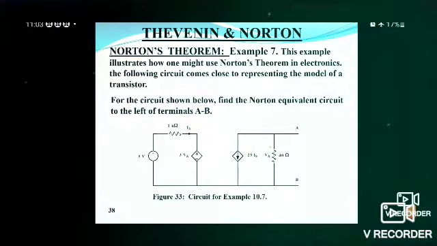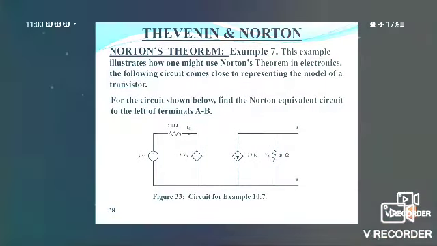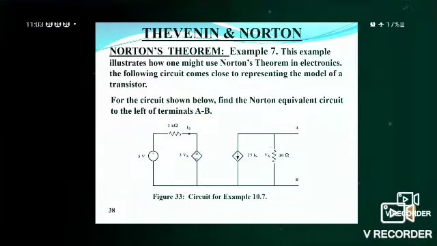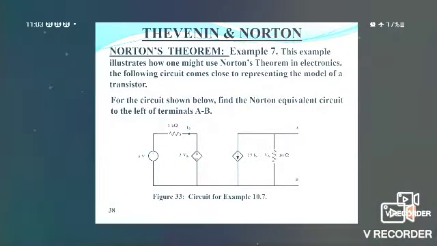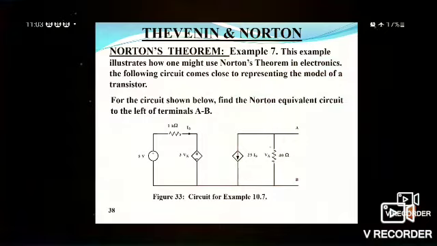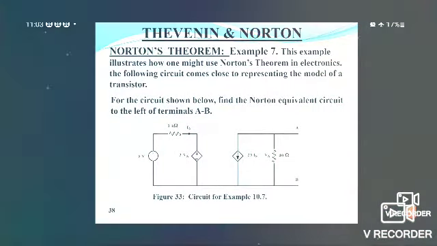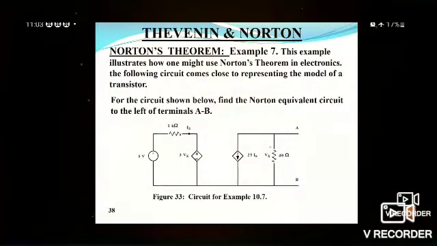Next example. The example illustrates how one might use Norton's theorem in electronics. The following circuit comes close to representing the model of a transistor. For the circuit shown below, find the Norton equivalent circuit to the left of terminal AB. It is the equivalent circuit of a transistor.